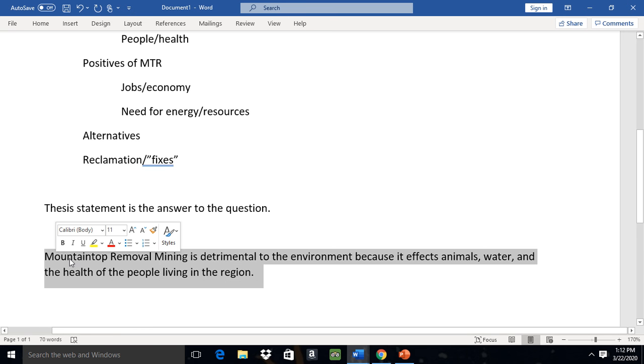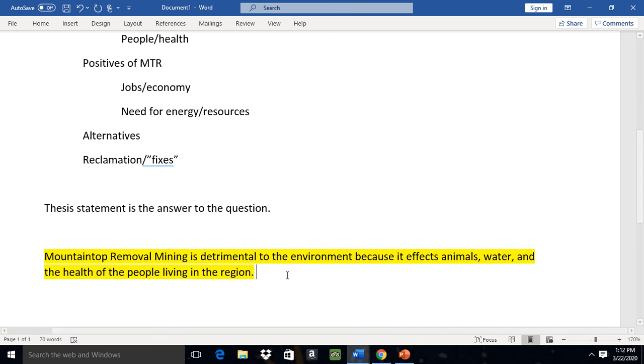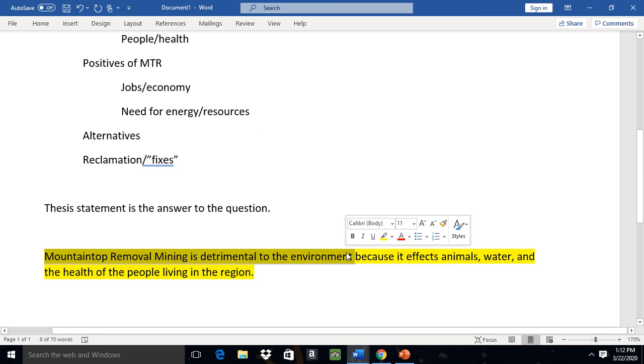And by working thesis statement, I mean that I could edit and change that as I work. I could learn more about my topic as I'm researching, and I might want to adjust it. But for right now, that's a really good thesis because it tells us what we're going to try to prove through the paper, that mountaintop removal mining is detrimental to the environment, and it tells us how we're going to prove it.